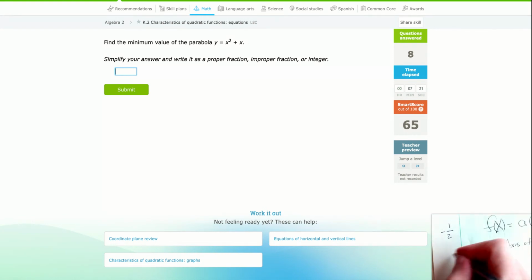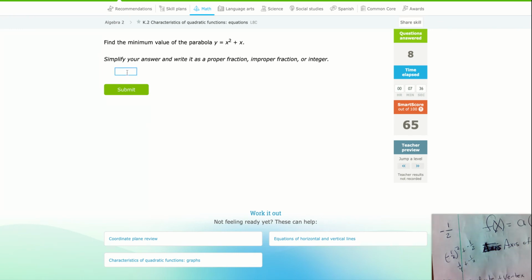I'm going to plug that back into the equation now. So negative 1/2 squared, right, plus negative 1/2. Well, negative 1/2 squared is 1/4, plus a negative 1/2 will be negative 1/4. So my minimum value is negative 1/4.